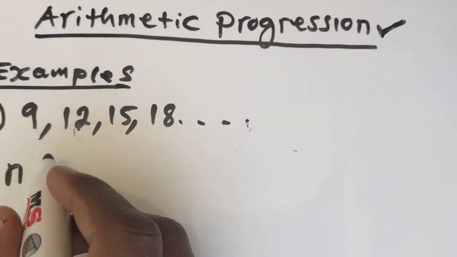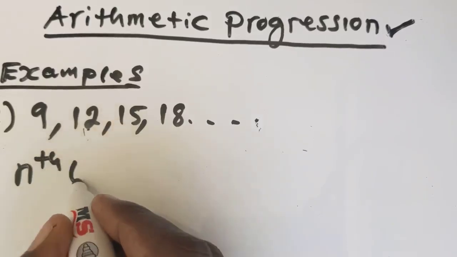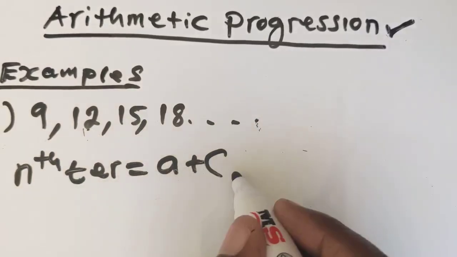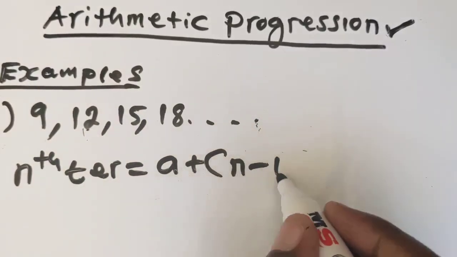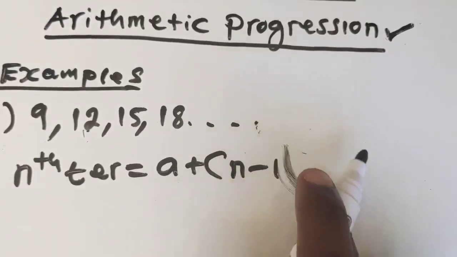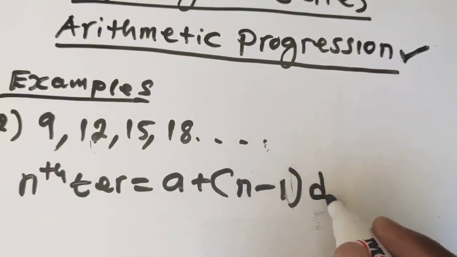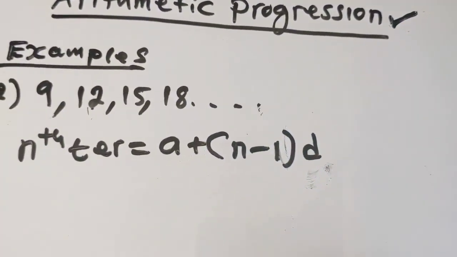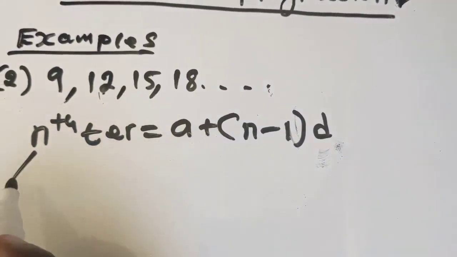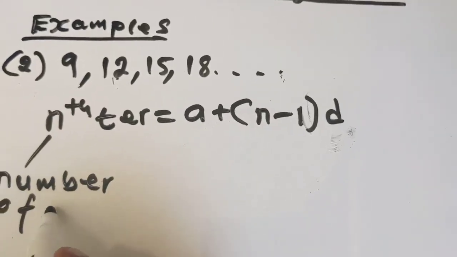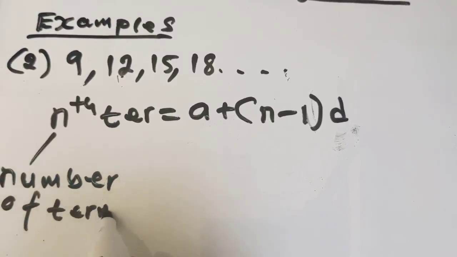The nth term is equal to a plus open bracket n minus 1, close bracket, then d. Remember I said that n is the number of terms. The number of terms.